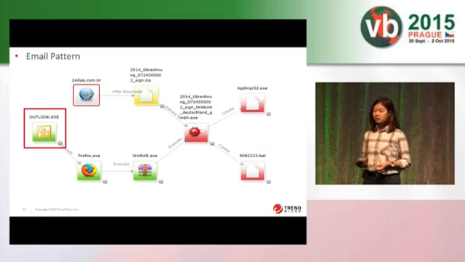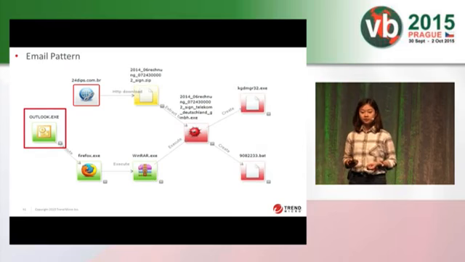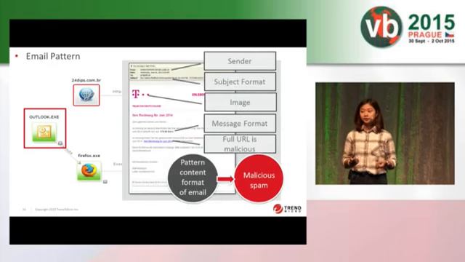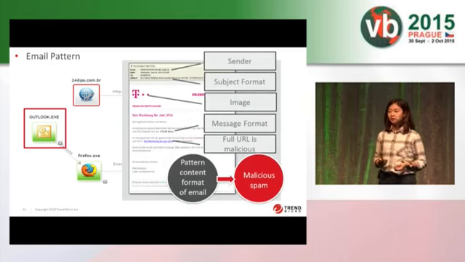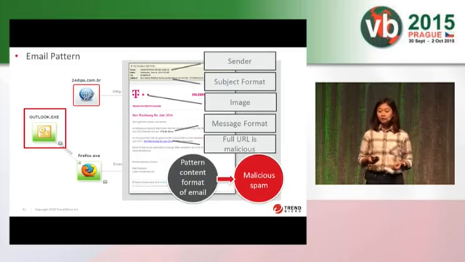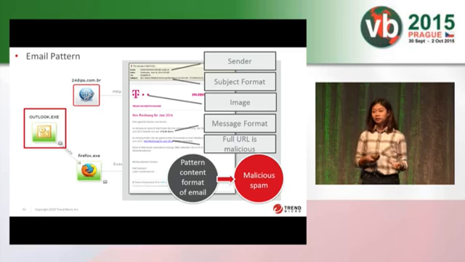For email patterns, it's the same concept. We could gather all the emails to create a pattern. We could pattern the content format of the email. So we could get the sender, subject format, image, and message format, and we could also check the full URL if it's malicious. So the solution given beforehand in the URL blocking could also be applied to email.